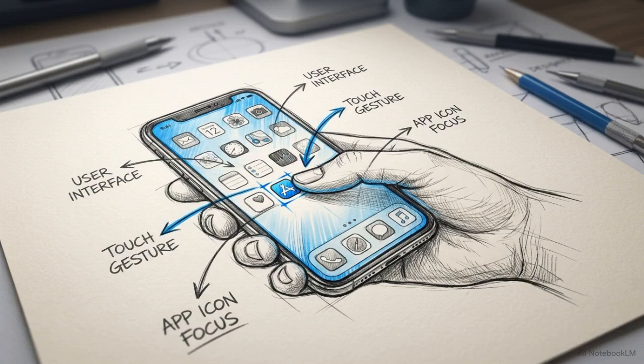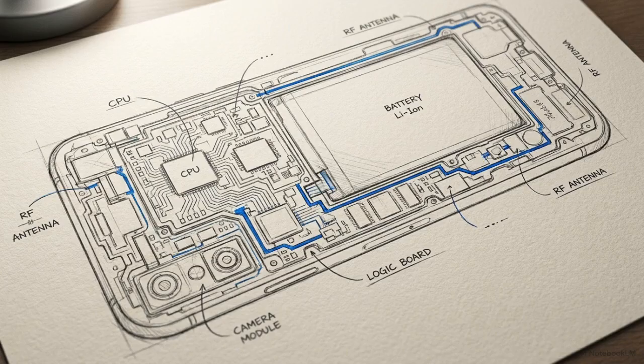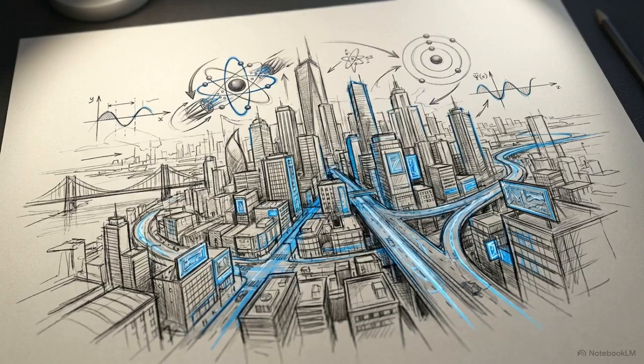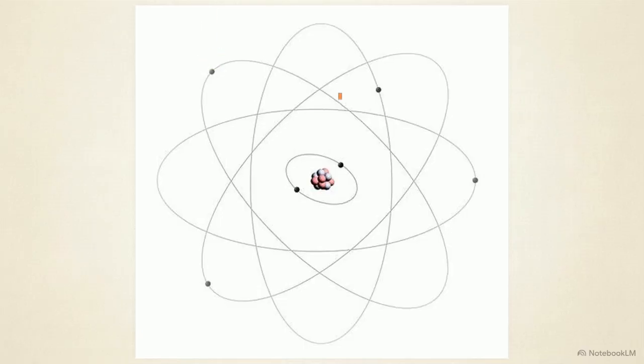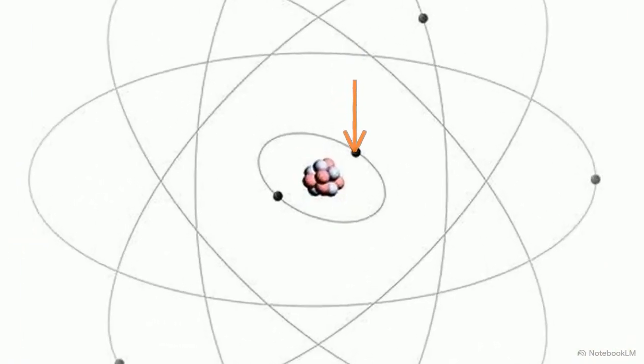Every time you turn on your phone or flip a light switch, your devices are running on a hidden physical process. The modern world relies entirely on the movement of particles so small they are completely invisible to the naked eye. This diagram illustrates an atom. Those tiny dots orbiting the central nucleus are electrons.